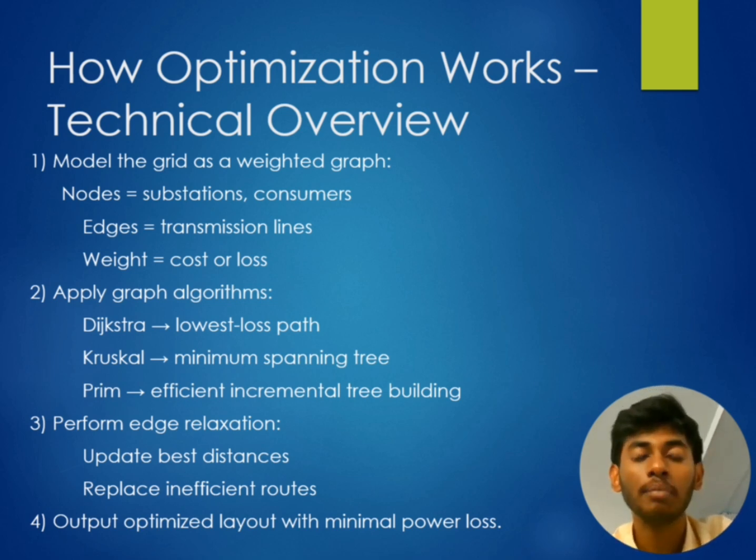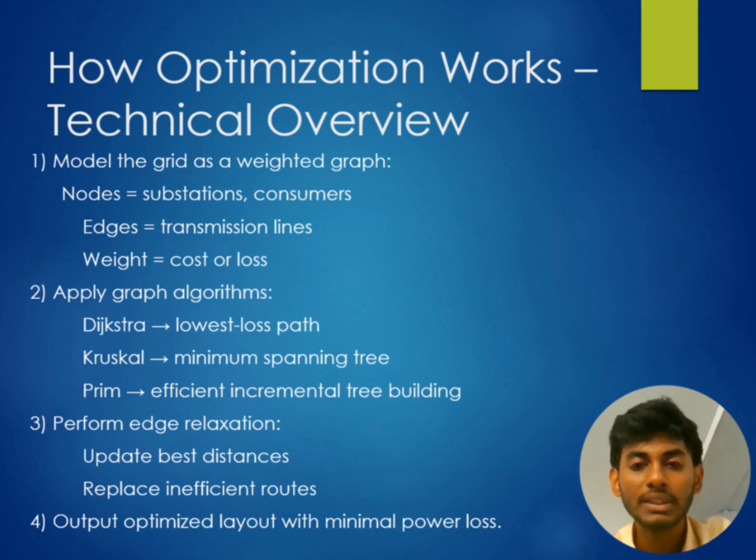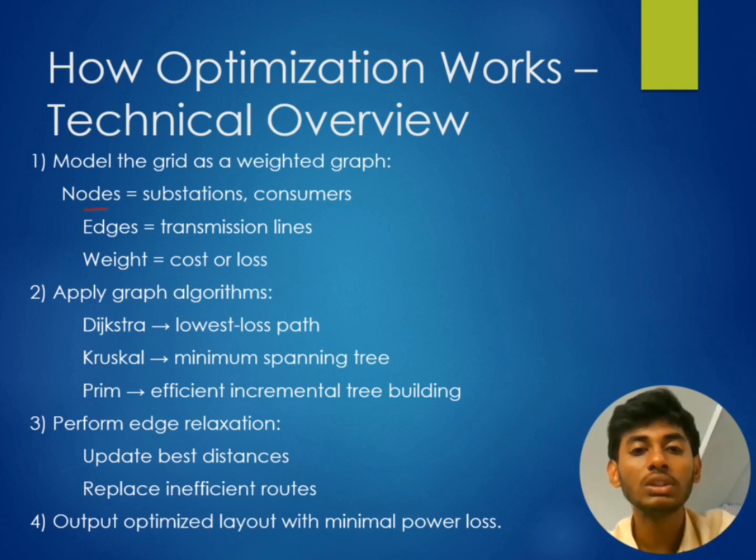How can we determine the best course of action? It contains 4 steps. We first model the grid as a weighted graph, as Karthik described. To represent the cost or power loss, we identify our nodes and edges and give them particular weights. Here, for our graph, the nodes are substations and consumers, edges are transmission lines, and the weight of the graph is cost or loss.